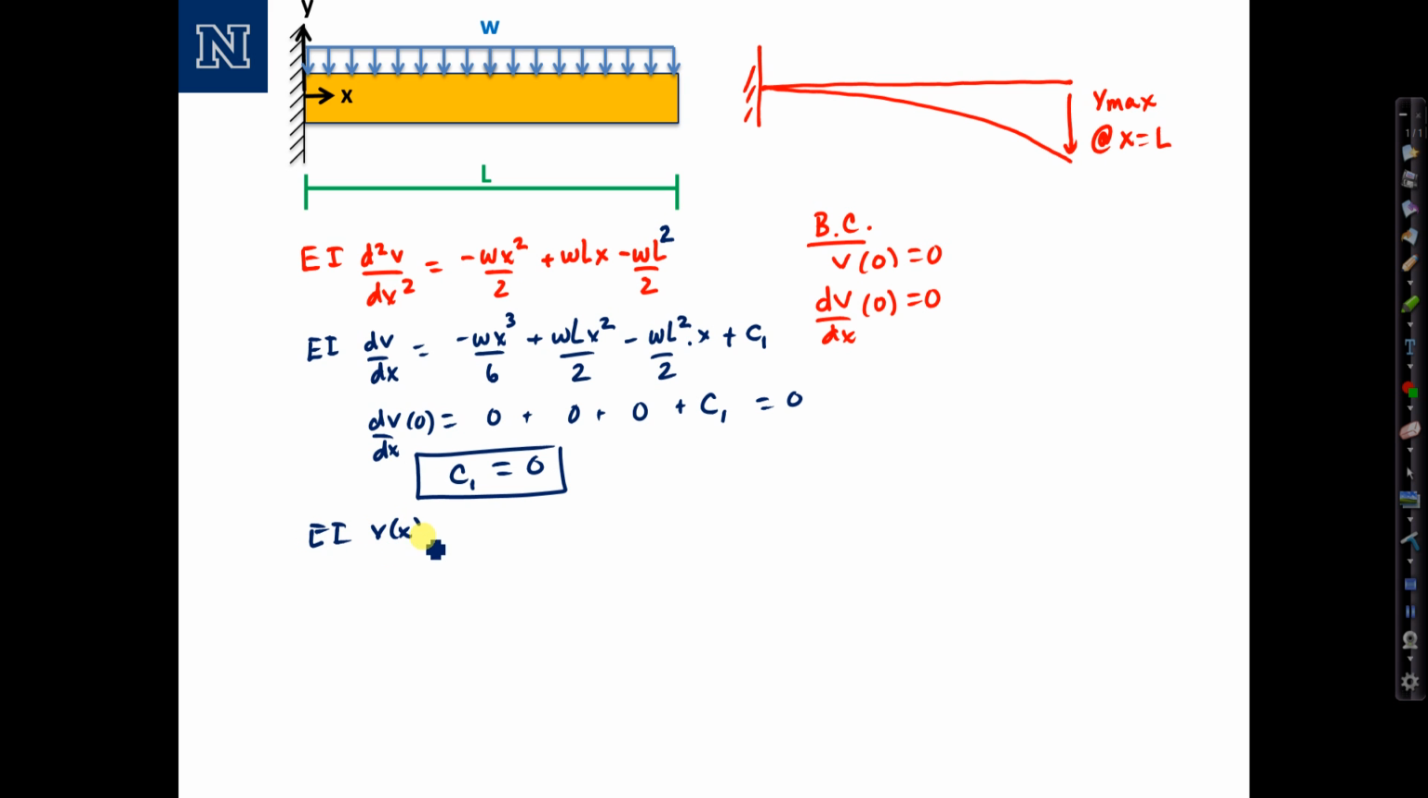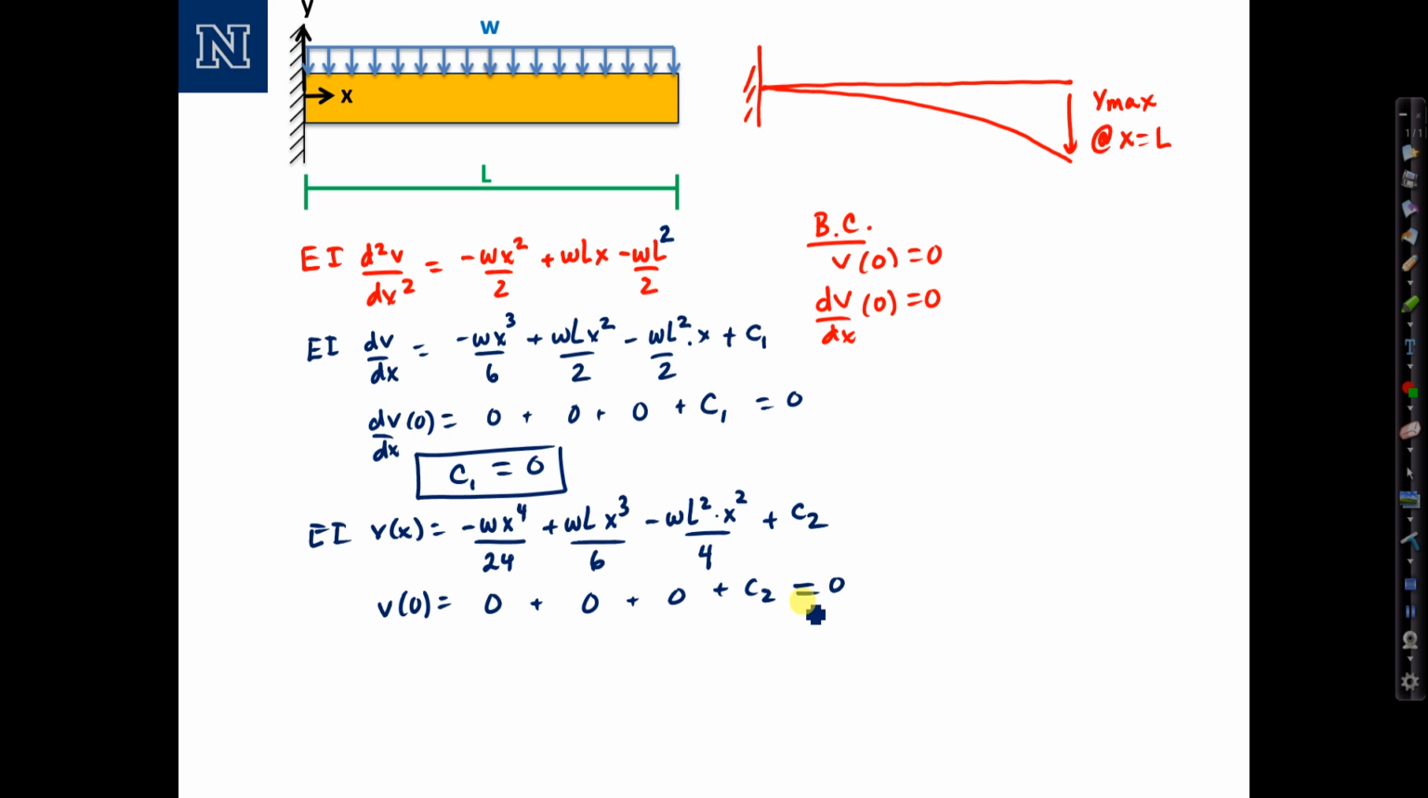EI v of x equals, now integrate these terms once more, negative w x to the fourth over 6 times 4 is 24, plus wl x cubed over 2 times 3 is 6, minus wl squared times x squared over 2 times 2 is 4, plus I have a second constant of integration. Now I can apply the other boundary condition. V of 0 equals, first term is 0, second term is 0, third term is 0, plus C2, the whole thing equals 0. This tells us that C2 equals 0.